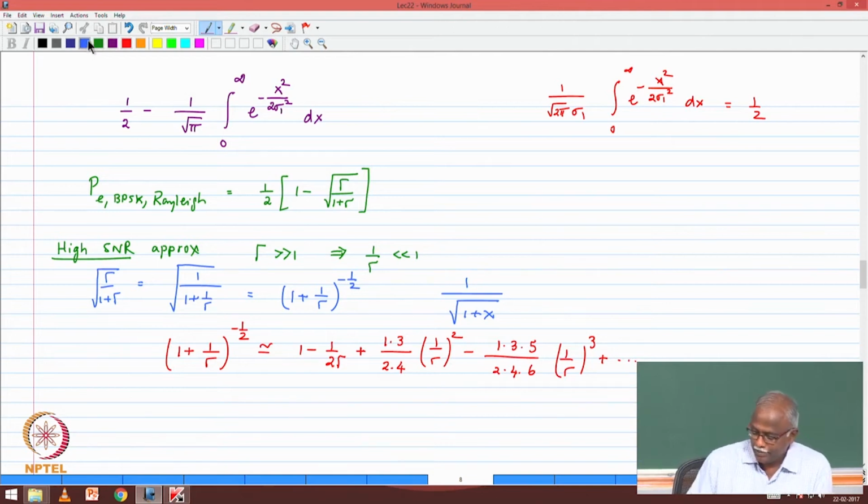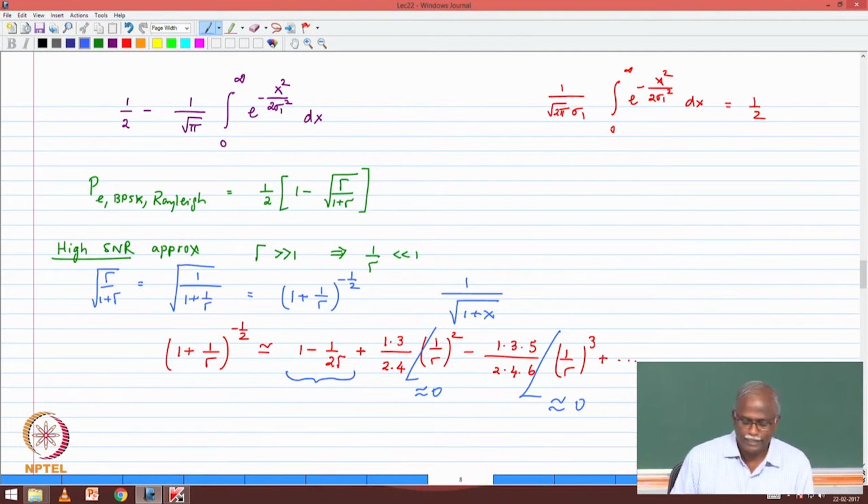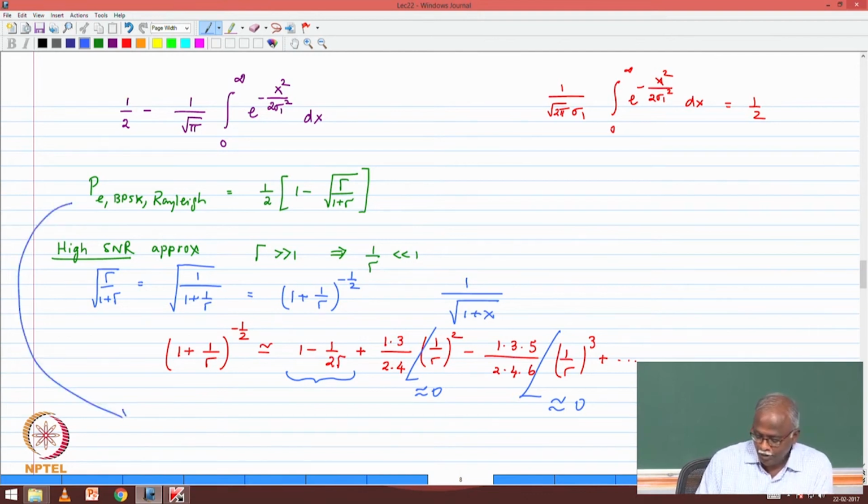Because we have made the assumption of a high SNR, I am going to ignore this term, which is 1 by gamma squared. This I am also going to ignore, and all subsequent terms I can ignore. So what I am left with is only 1 minus 1 by 2 gamma. It is a high SNR approximation, and it is a fairly good one. So, the high SNR approximation of the probability of error of BPSK in Rayleigh fading, I would like you to verify, comes out to be 1 by 4 gamma.